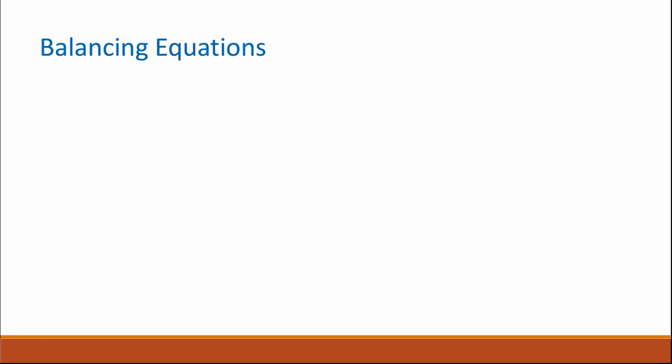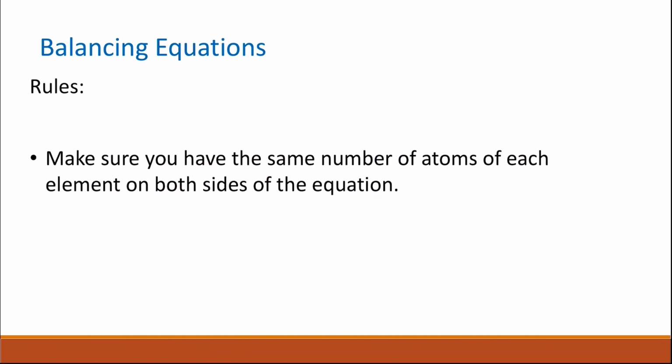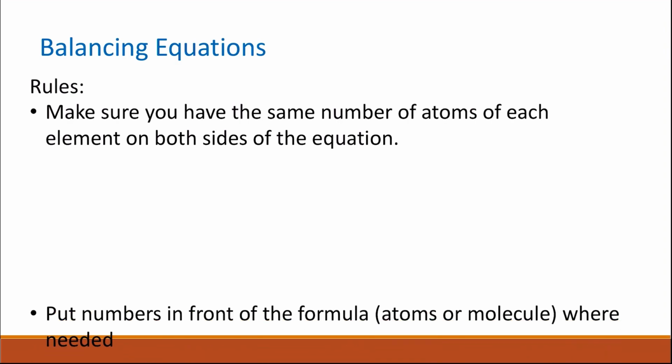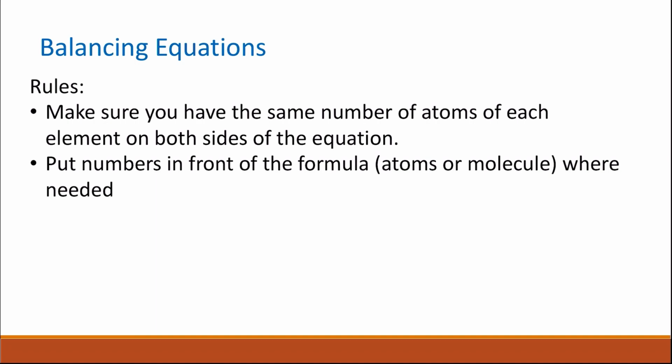Balancing equations. There are simple rules that we should follow when we try to balance an equation. Balancing equations means that all the atoms have to have the same number on both sides of the equation. So for any element, all atoms have to be exactly the same number. And then you put numbers in front of the formula. This formula could be an element or an atom like zinc as we've seen, or it could be a molecule like oxygen or like zinc oxide.